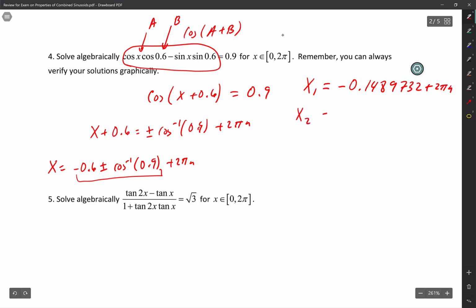And then x2, instead of plus, I'm going to do minus. I take away the plus sign and put a minus, and I get negative 1.051027 plus 2 pi n. If you remember in the notes or the homeworks, I might have taken away a point, 5 points maybe, if I didn't see the general equation. So then from there, I just get all my answers, guys.